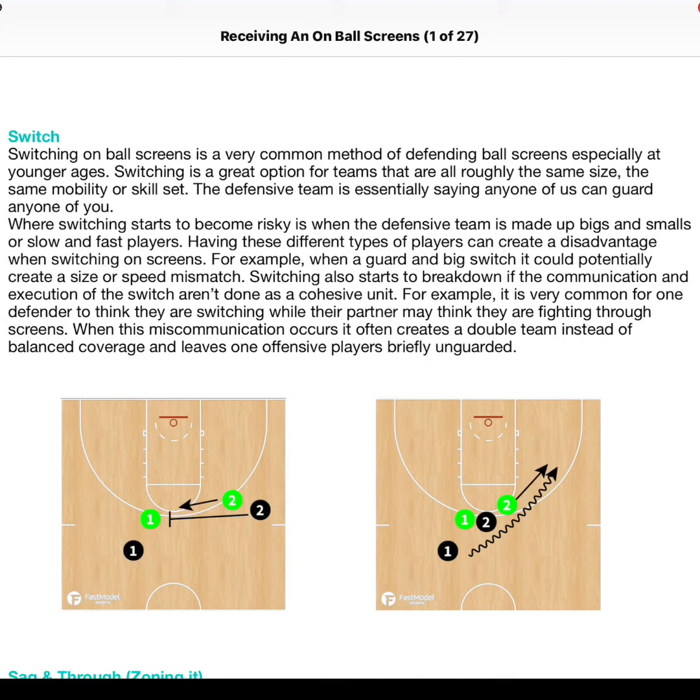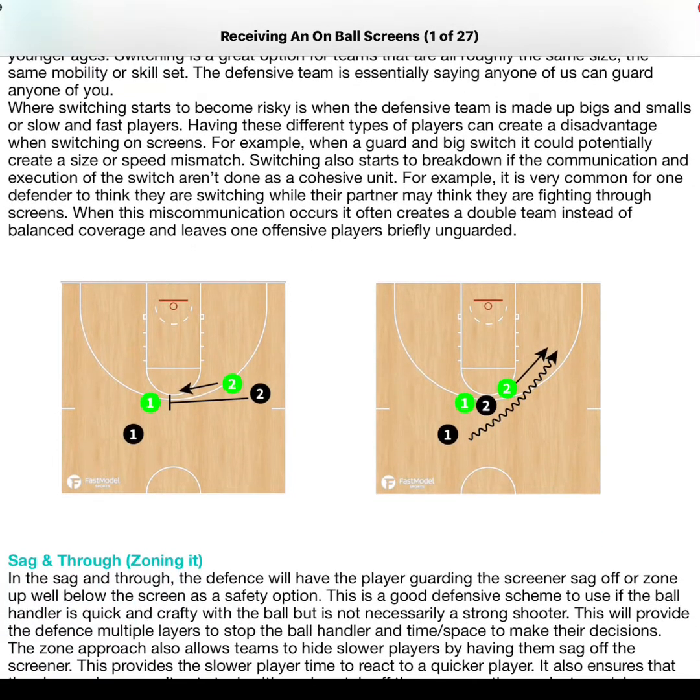When this particular miscommunication occurs, it often creates a double team instead of balanced coverage, and this leaves one offensive player briefly unguarded, and that is a massive advantage. So in these diagrams below, you can see the point guard, number one, who would have the basketball, and number one will have the basketball in all of these situations you see below. And they're being guarded by green number one.